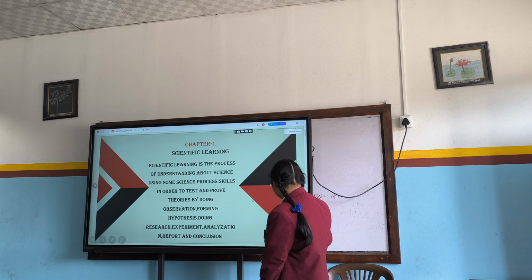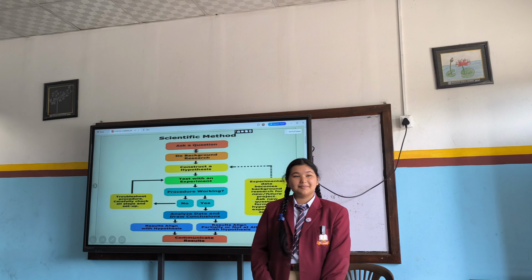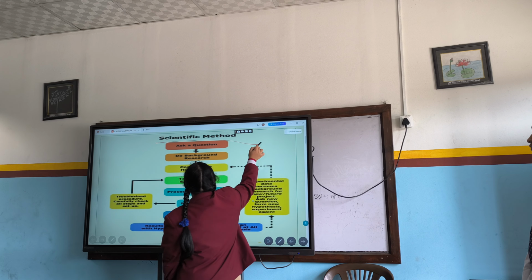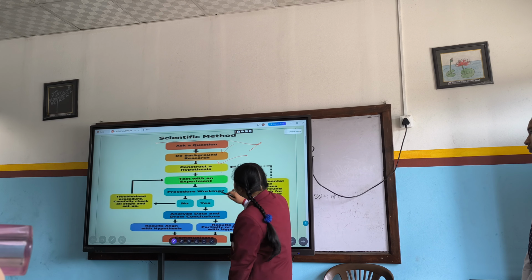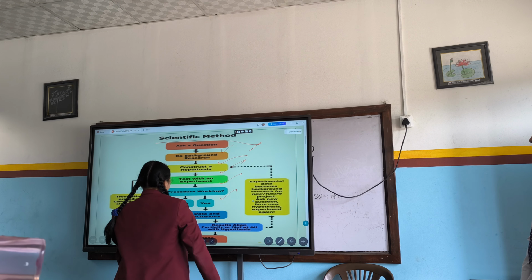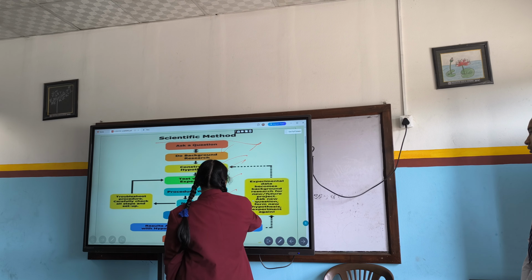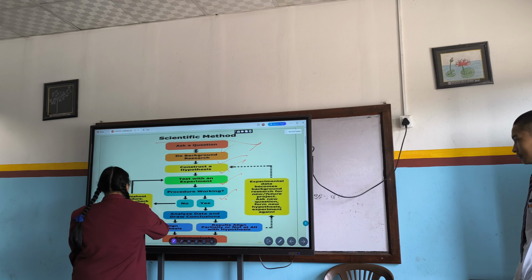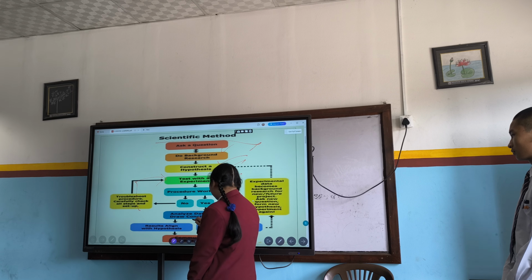So it is the basic learning of science. So here are the process of scientific learning: asking a question, doing a background research, forming a hypothesis, test with an experiment, procedure working. If the conclusion of an experiment doesn't prove the hypothesis, then you need to form a new hypothesis. And if it's a yes, then analyze the data and draw a conclusion.